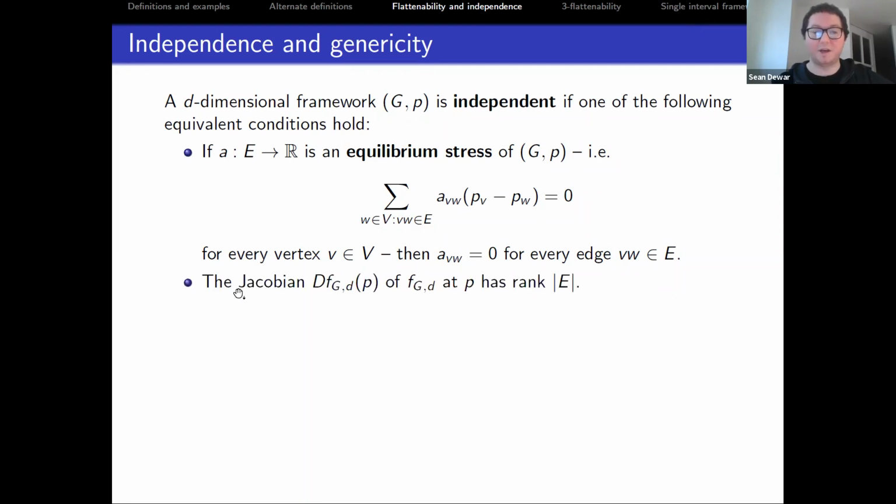The other one you might have seen is that the Jacobian of this map, f_{G,d}, has rank E. This is just the rigidity matrix times 2, I think. So if you prefer that method, that's an alternative. I don't want to dwell on it too much, because it's more rigidity based, and a lot of you are taking that course too. Otherwise, the framework is going to be dependent.